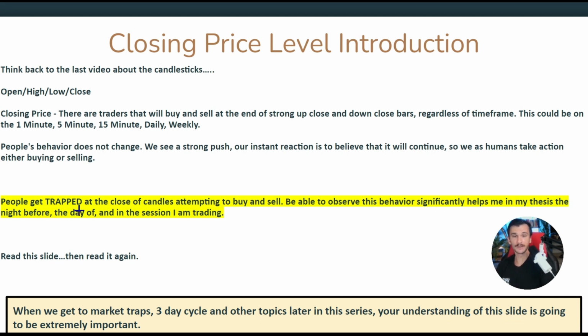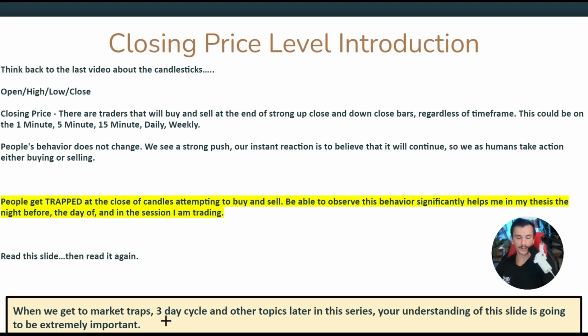And once we go into the 3 pushes class and the market traps class, you're going to understand that hopefully even better. This is where people are getting trapped at the close of these candles, attempting to buy and sell. If you're able to observe this behavior, it will significantly help you, or will help me in my thesis the night before, the day of, and the session I am trading, or right before I am about to enter. This is going to help me put my stop loss. It'll help me to look for targets and things like that.